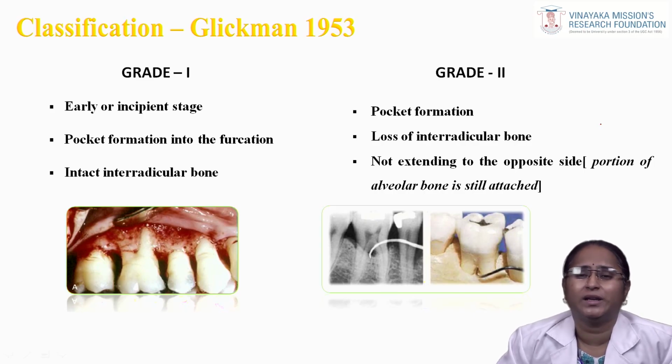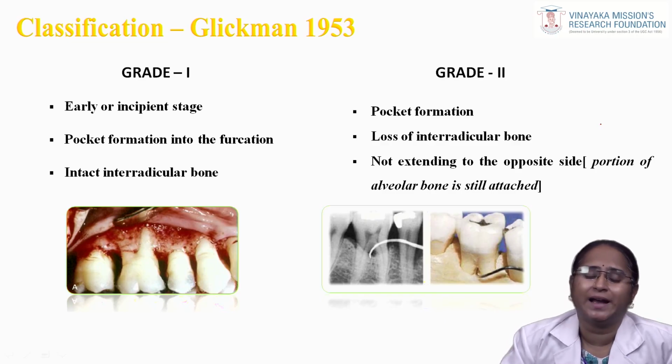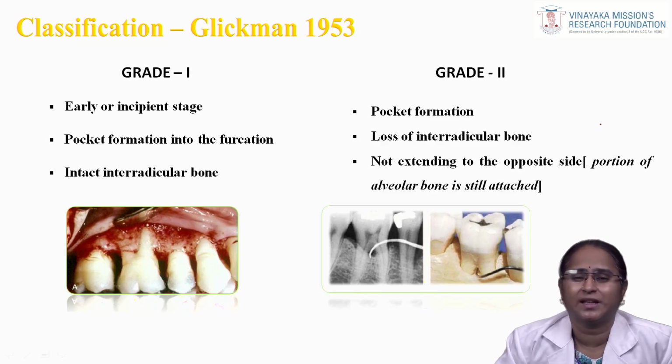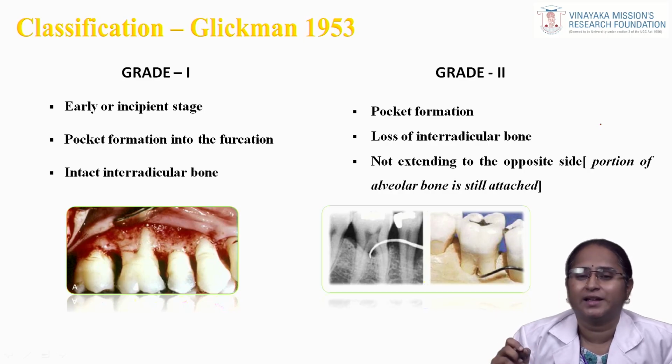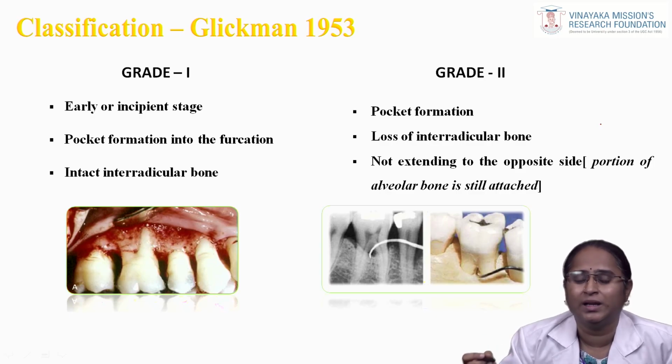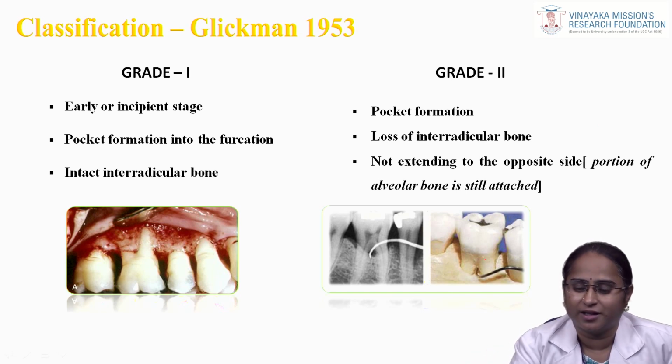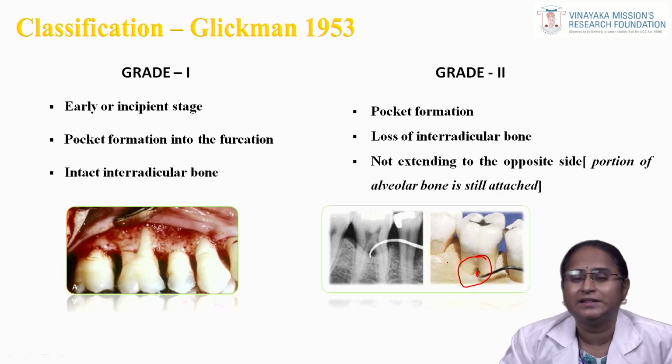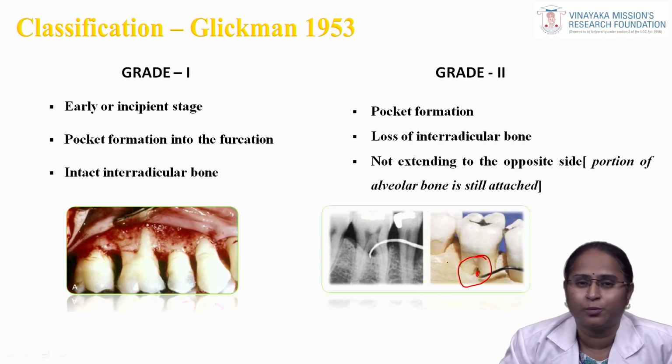There are 2 types: one is buccal furcation and another is lingual furcation. In case of molars, there will be buccal and lingual furcation. In grade 2, there will be bone loss on one side, either buccal or lingual, and on the other side the alveolar bone will be intact. Here in this picture we see the buccal furcation is involved, but in the lingual there is an intact furcation, with intact alveolar bone.